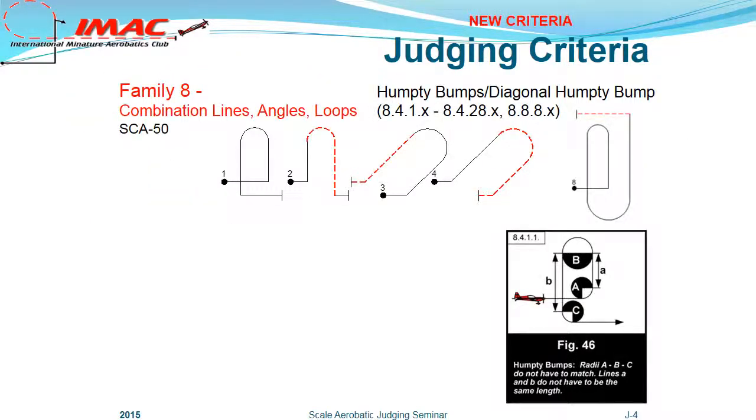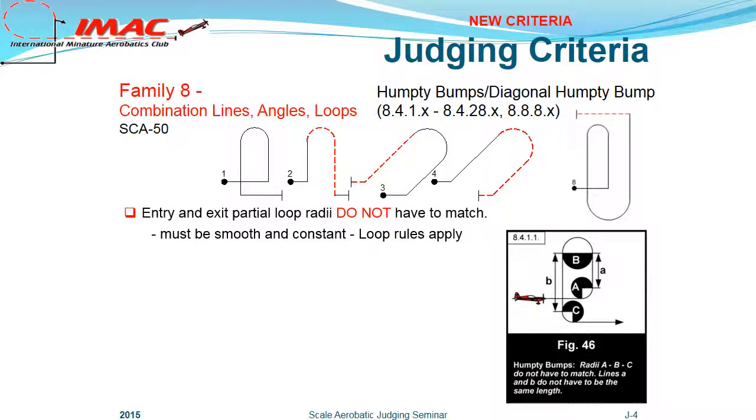These are examples of Humpty bumps. They can be single, either vertical or diagonal, or double, and may be flown either up or down. The double Humpty judging criteria is largely the same as for single Humpties, and so will be covered here. The entry and exit partial loop radii, marked A and C on Figure 46, don't have to match. As with all radii, however, they must be smooth and constant with all standard looping rules applied.